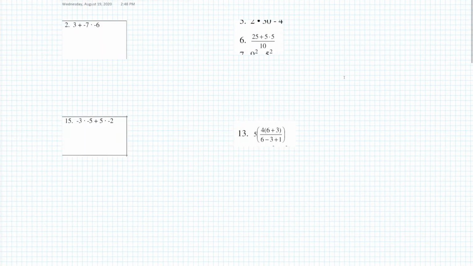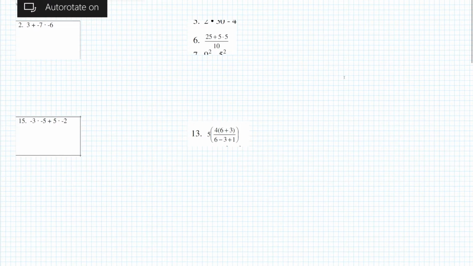Okay, so here's a little review on the order of operations rules that we learned last time in class. I thought it might be helpful if I put together a quick little video. I'm still trying to figure out how to do these, but it's a work in progress. We know that the order of operations is parentheses, exponents, multiplication and division, and then addition and subtraction.